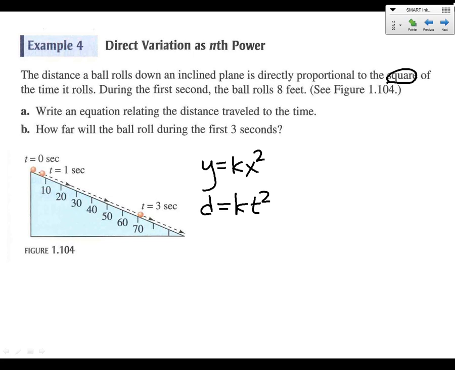During the first second, so if t is 1, it rolled 8 feet. 1 squared is 1, so k equals 8. And so our equation is y equals 8x squared. And so if we go ahead and check this, let's see how far the ball will roll during the first 3 seconds.